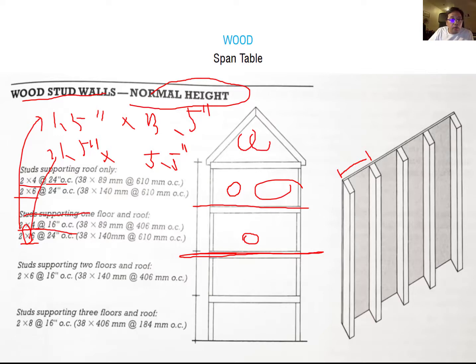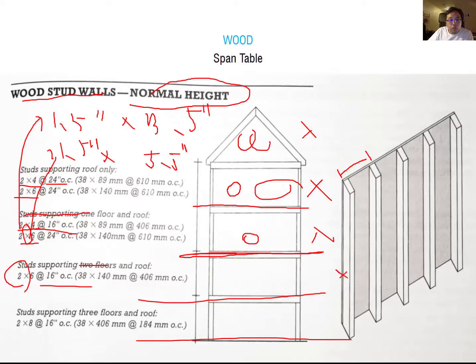And then if your building supports two floors, which is here, two floors, and the roof, in this case, you have to use the 2x6, but it has to be at a 16-inch distance, okay? But if your building has 3 floors supporting 1, 2, 3, and the roof, in this case, you have to use the 2x8.